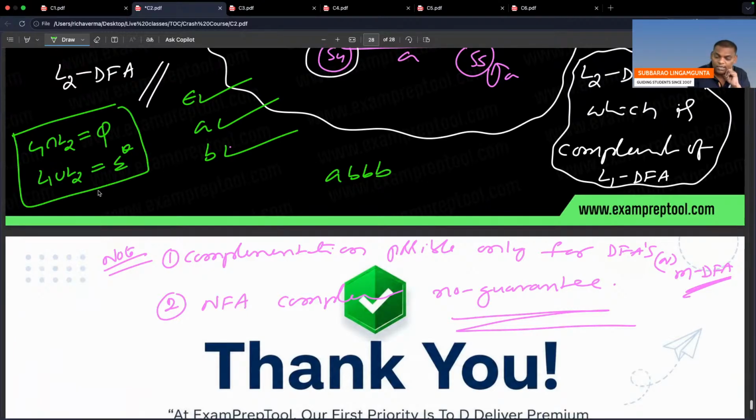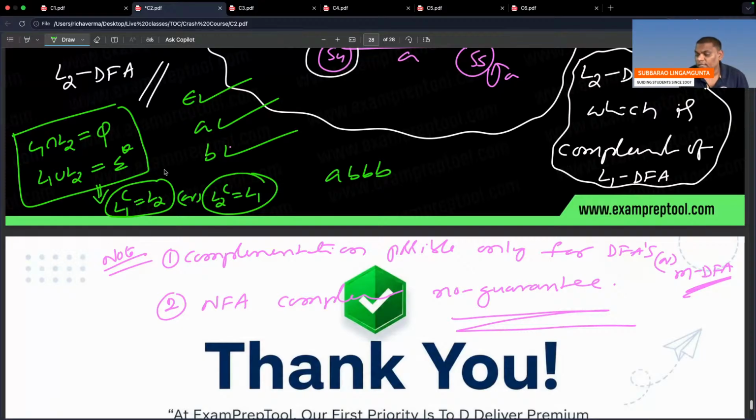Then I can say L1 complement is L2, and L2 complement is L1. That is the meaning of complementation. Two languages being complement to each other means the intersection is phi and the union is sigma star.